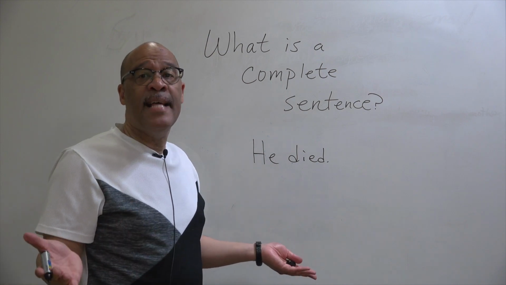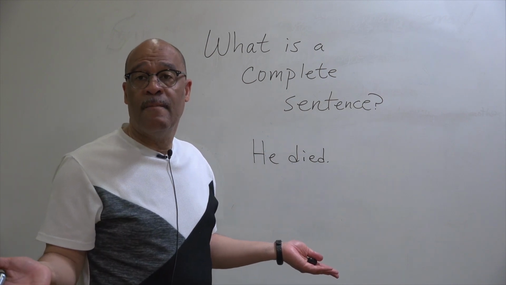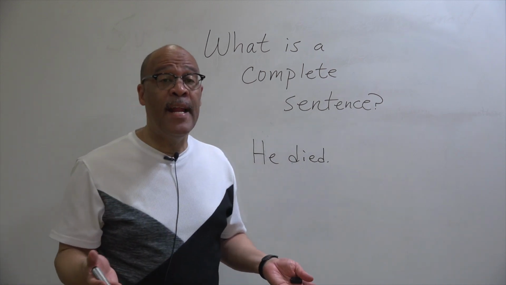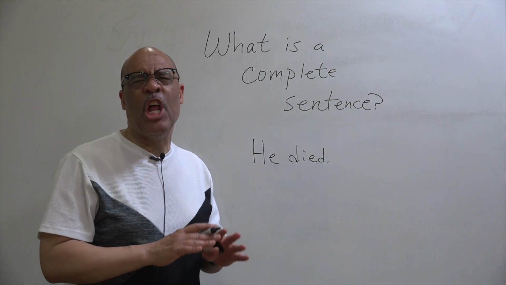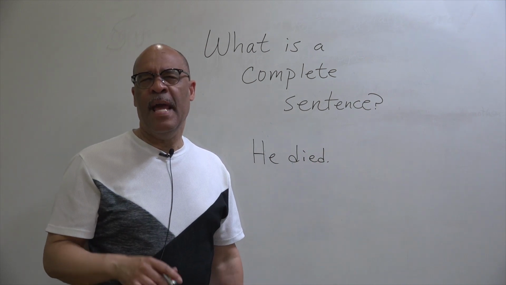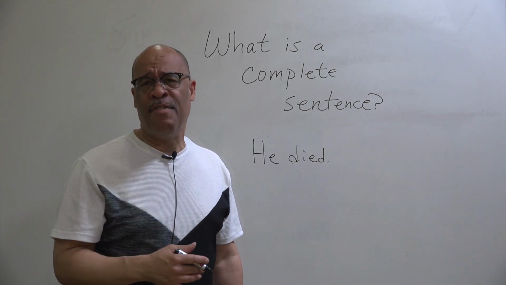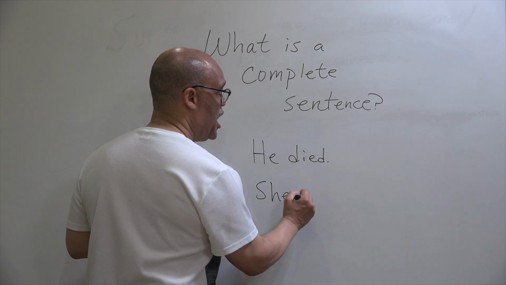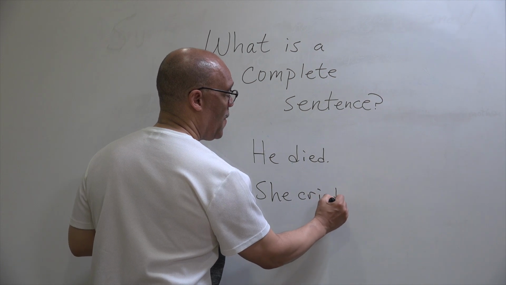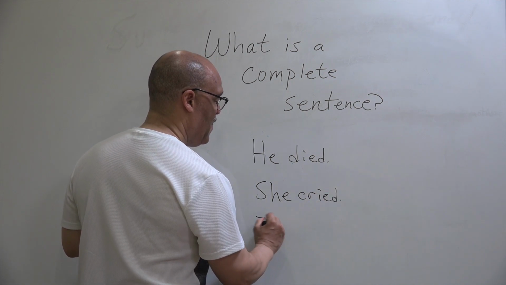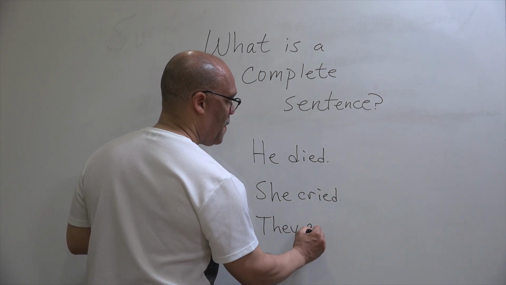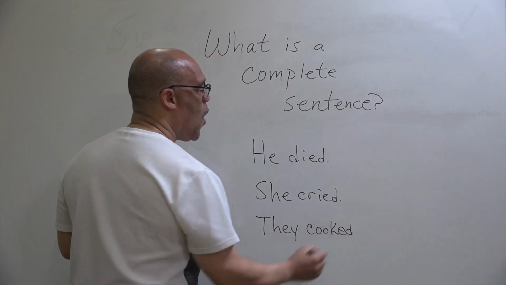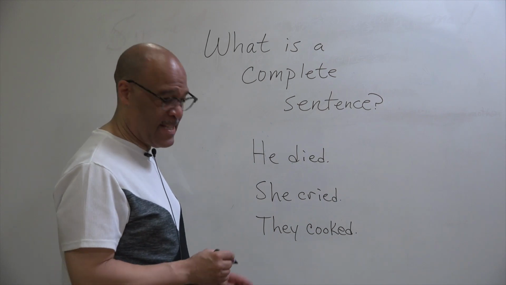A complete sentence does not have to be long. You always want to try and avoid a run-on sentence, which means a long sentence. It can make people lose the train of thought. He died. She cried. They cooked. These are all past tense sentences.